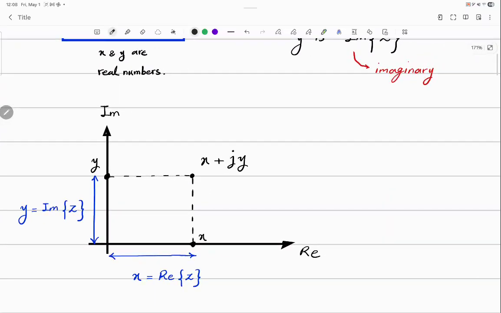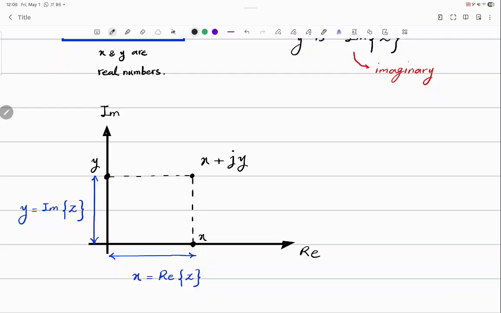So, since I need two numbers to represent any complex number, do you agree that I need a 2D plane? So this is a 2D complex plane that I can use to represent complex numbers. Now, the horizontal line is called the real axis, and the vertical line is called the imaginary axis. For example, for a number x plus jy or x plus iy, what's the real part? x. So I move from the origin along the real axis by x value.